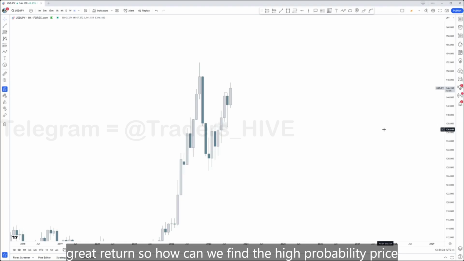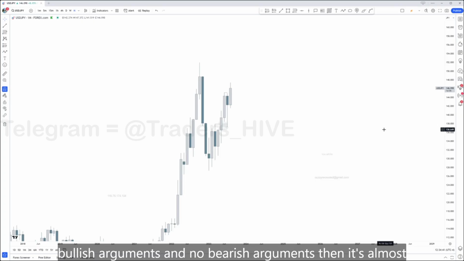So how can we find the high probability price action? By stacking up bearish versus bullish arguments. How many bearish arguments are there? How many bullish arguments are there? That way you can make your draw on liquidity truly mechanical. Because if you use market structure, order flow, and candle signs, and you can only get bullish arguments and no bearish arguments, then it's almost guaranteed that it will deliver towards that level.